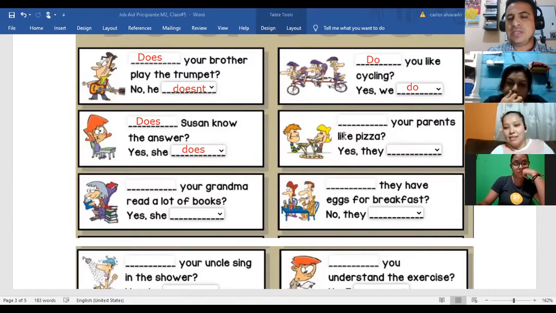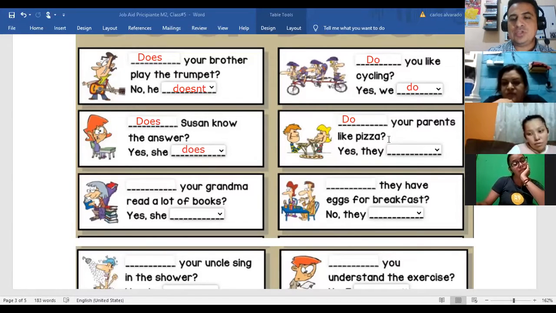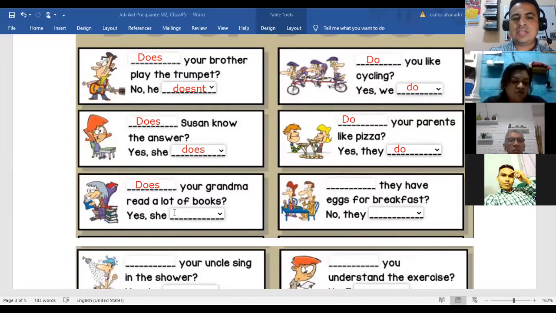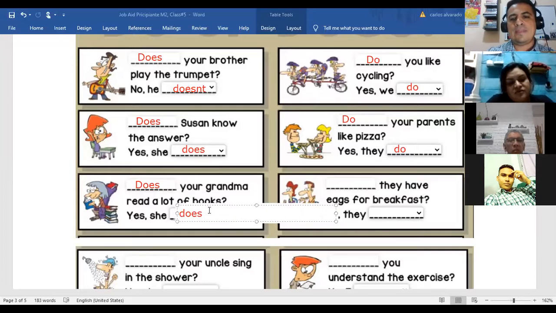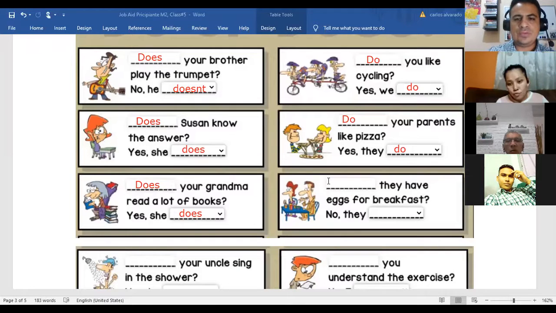Blank, your parents like pizza? Do your parents like pizza? Do. Okay, because parents is plural. Yes, they do. Blank, your grandma read a lot of books? Does your grandma read a lot of books? Yes, she does. Very good. Blank, they have eggs for breakfast? Do they have eggs for breakfast? No, they don't. Negative. No, they don't. All right, very good.